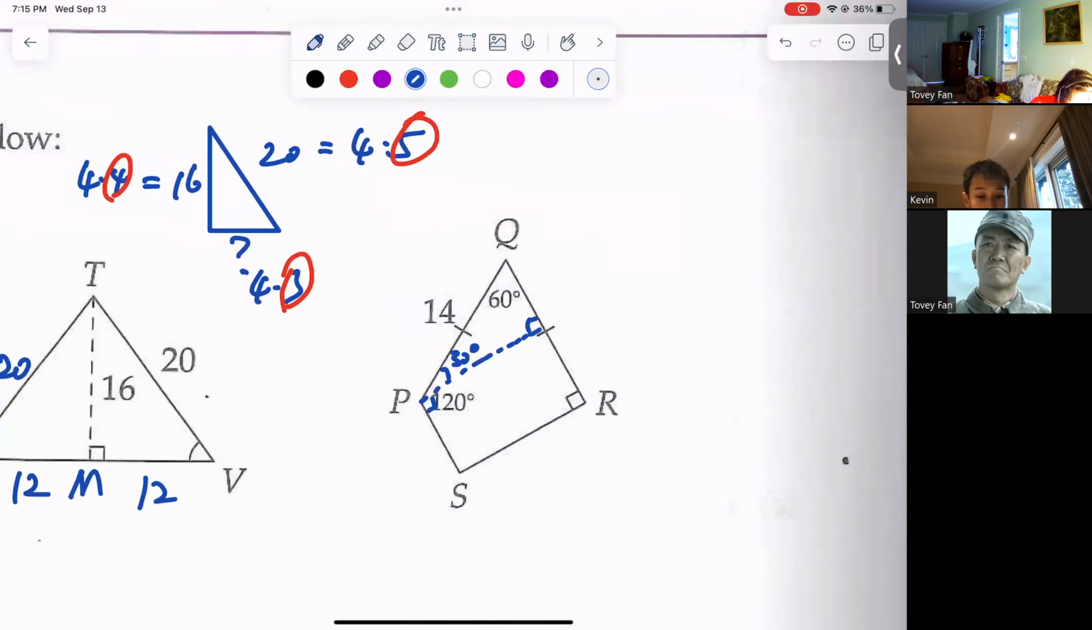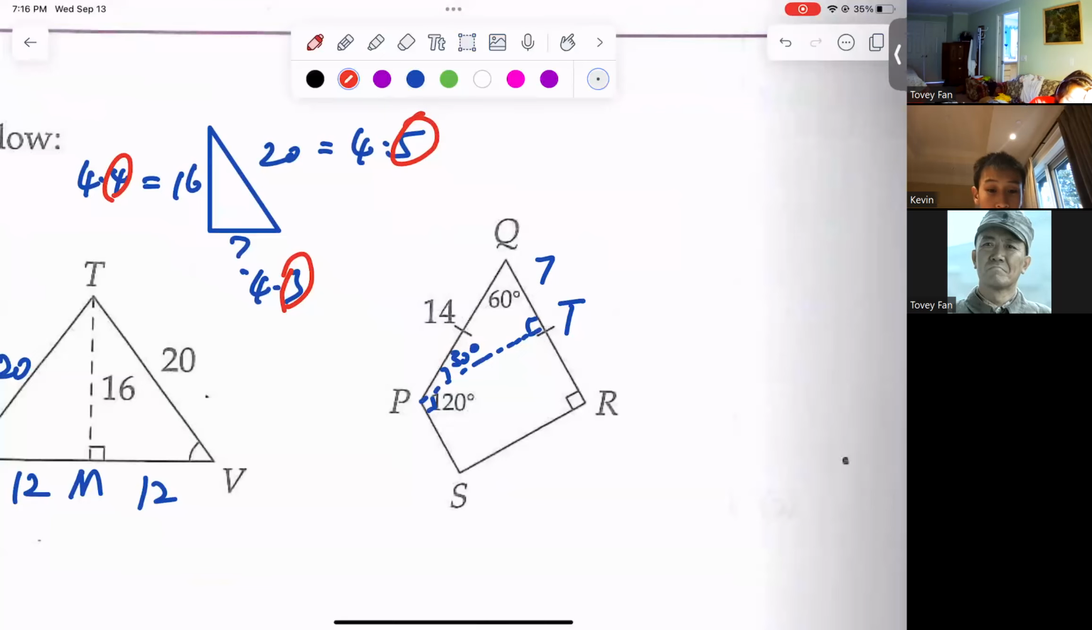And then, since there's a 14, I'm going to label this. What side do we know now? Just look at the special right triangle. I think QT is 7. Very good. How did you know?